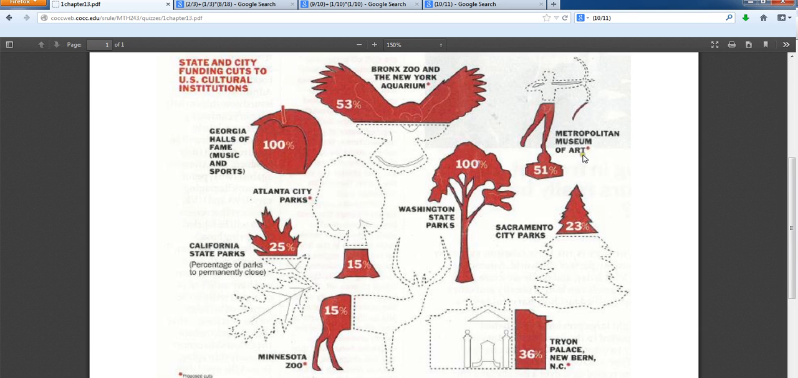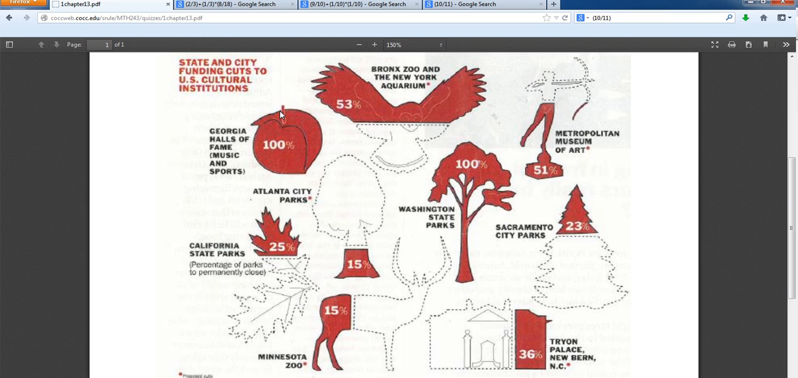Now suppose the Metropolitan Museum of Art, being in New York City, had an operating budget of $12 million, and it lost $6 million of that $12 million. The problem with the sizes they are is that this appears to take up more space overall than this Cupid statue does, which might make you believe, I don't know if it's true or not, that the budget for the Georgia Hall of Fame music is higher than the budget for the Metropolitan Museum of Art. Same thing for the Bronx Zoo and New York Aquarium. It looks like that owl takes up a lot more area overall than this peach does, or this tree takes up more area than that peach. But is that true?